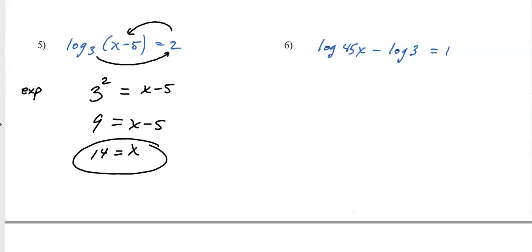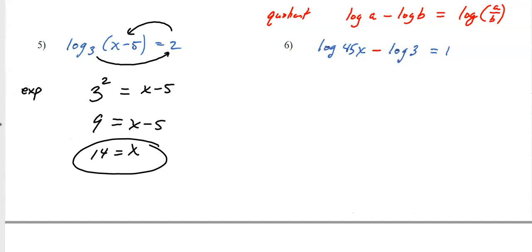All right, go over to number 6. This has 2 logs in it. I'd like to whittle that down to 1 log. So I'm going to use my properties. And I remember that when you do a log minus a log, you can divide them. So one of our rules, this was the quotient property. The quotient property basically says that if you have the log of A minus the log of B, well, that's equal to the log of A divided by B, the first thing divided by the second thing. So I'm going to use that property here.